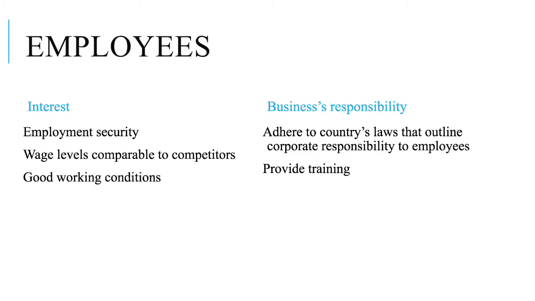We will now discuss each group's individual interests in a business and what the business's responsibility to them is. First, let's discuss employees. Employees want a business to provide job security. They also want wages to be comparable to what their competitors are offering, and they want good working conditions. A business's responsibility to the employees is to follow the law in the country they operate in regarding employee rights, and to provide training.